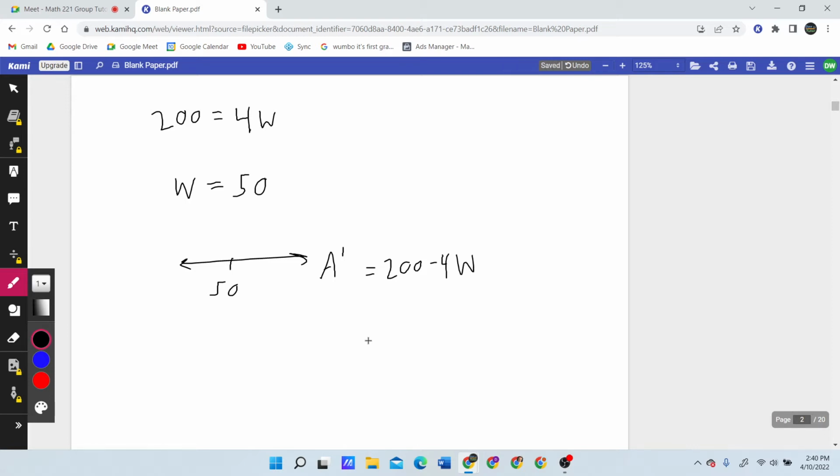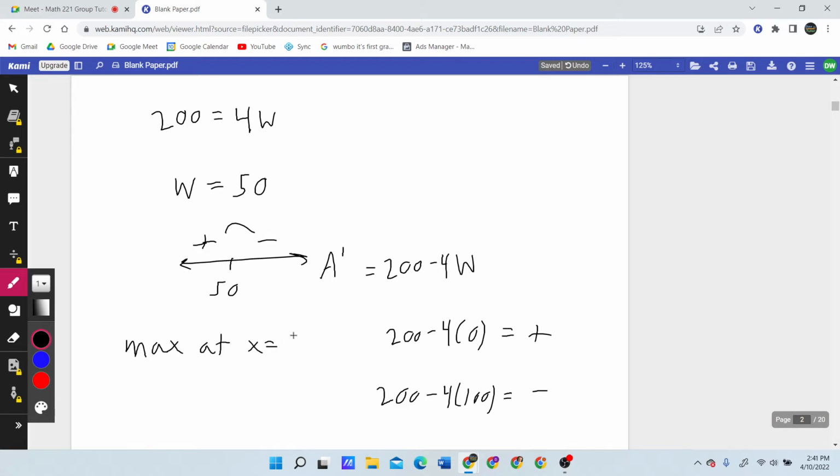So I'm going to plug in points into that equation. If I plug in easy numbers, like if I plug in 0 first, and I say 200 minus 4 times 0, that will obviously be positive. So positive on the left side. And if I plug in a number like 100, 200 minus 4 times 100, that would give me negative 200, which is negative. So after plugging in points, figuring out where it's pluses and minuses, then I ask myself, okay, is this going to be a maximum or a minimum? And the answer is going to be a maximum because the sign changes from positive to negative. So it's a max at W equals 50.